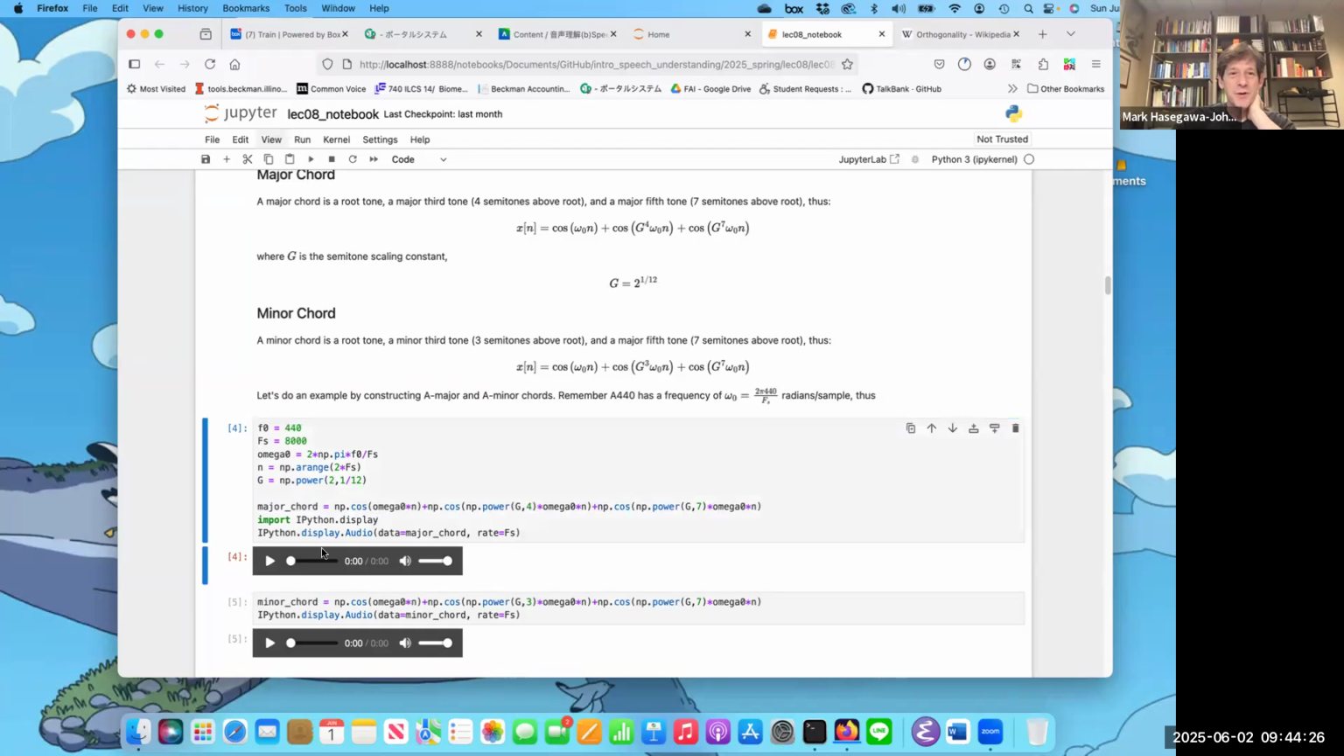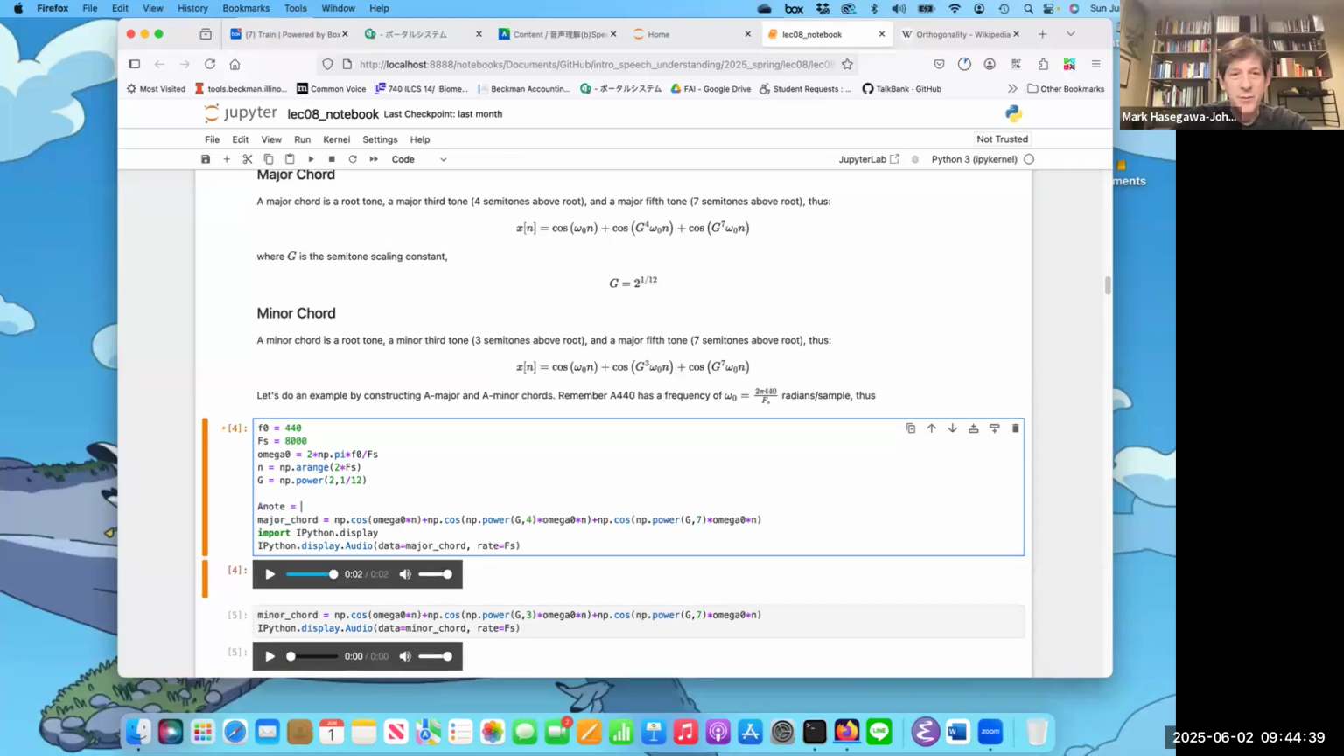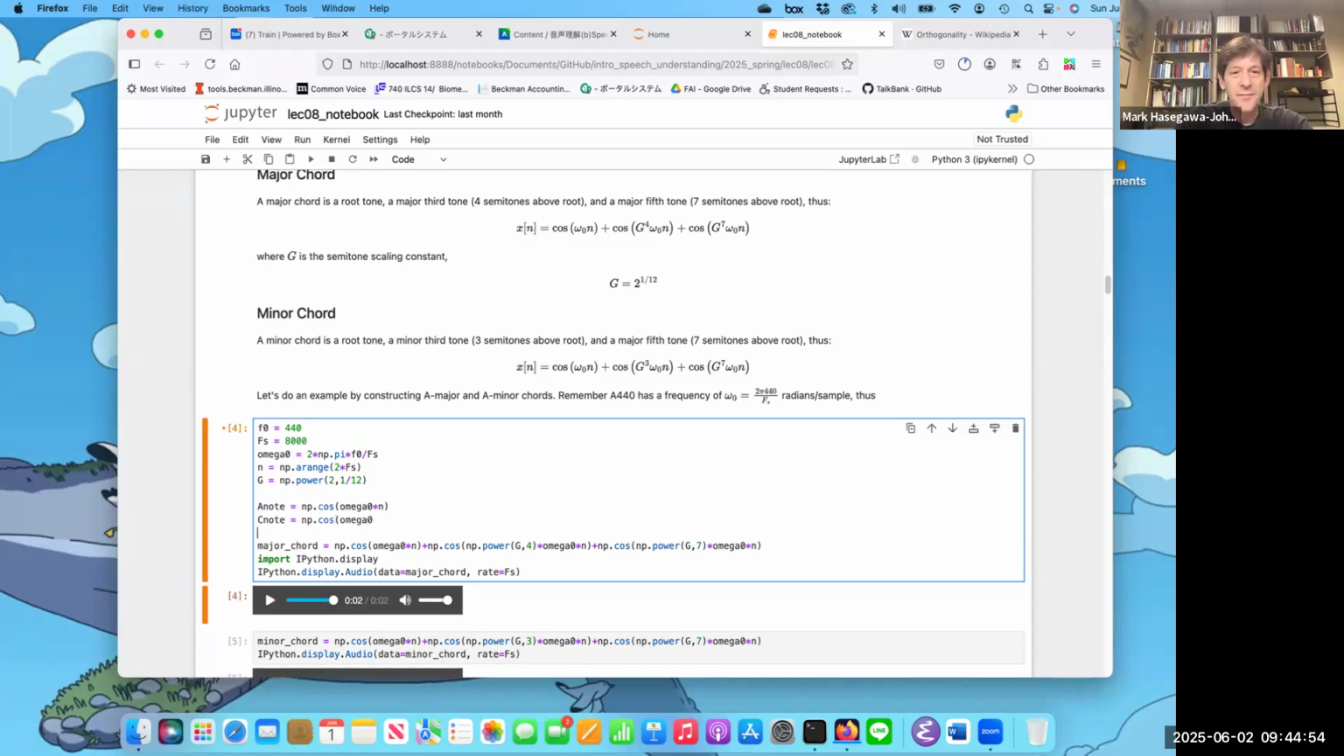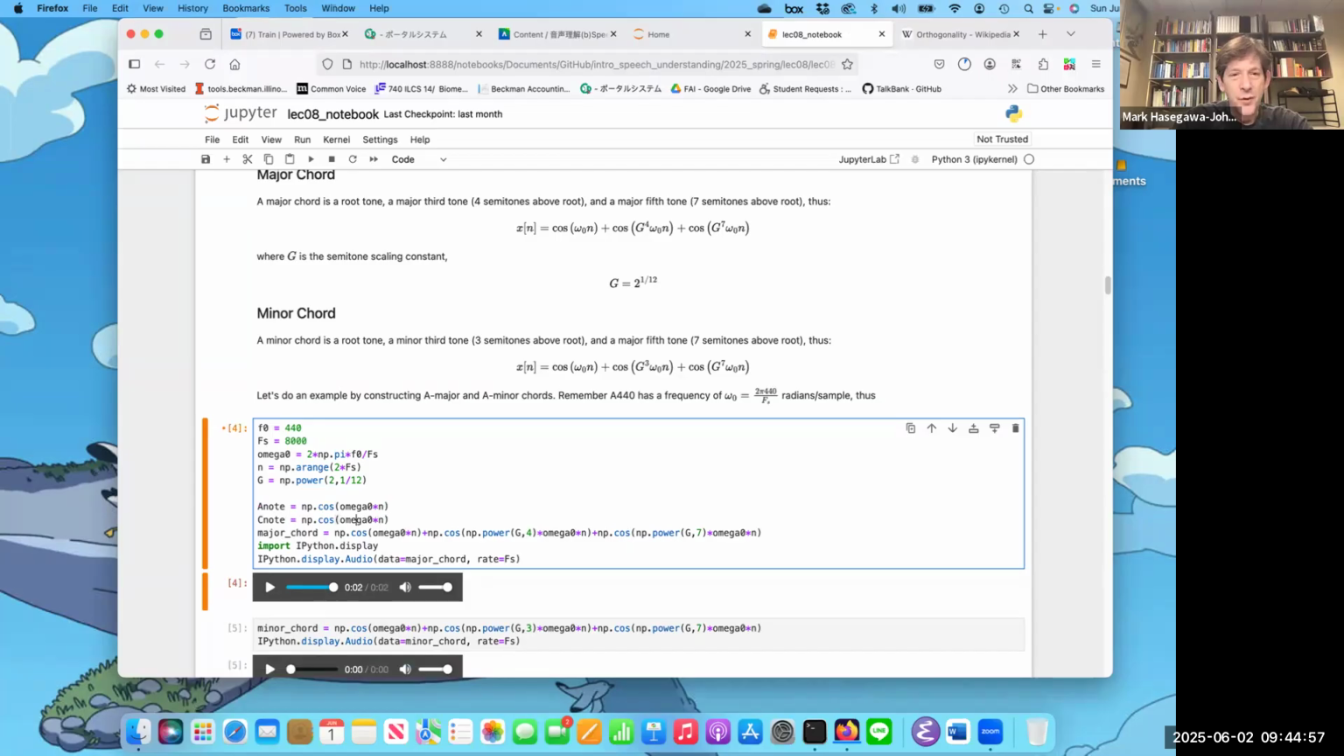If I play that, I get a note that sounds like the major chord. Let's actually play each of those separately. Let's say the A note is equal to the cosine at omega naught. And let's say the major third is a C. So that's the cosine at omega naught times n, and I'll multiply that by G to the 4th power, G times G times G times G.